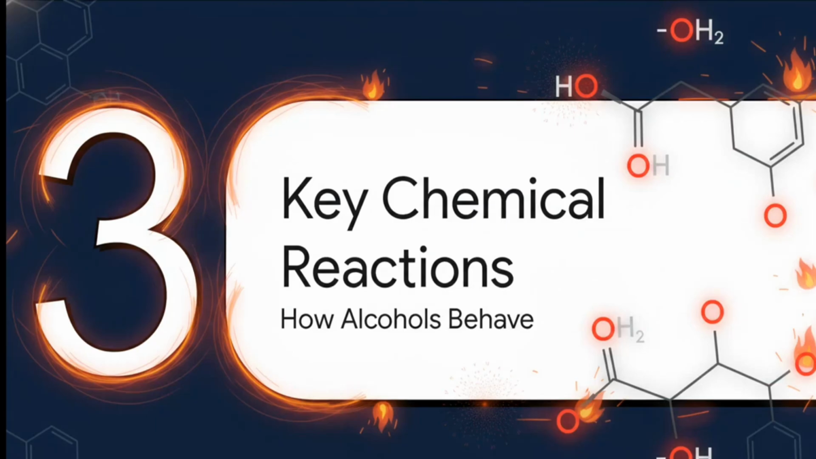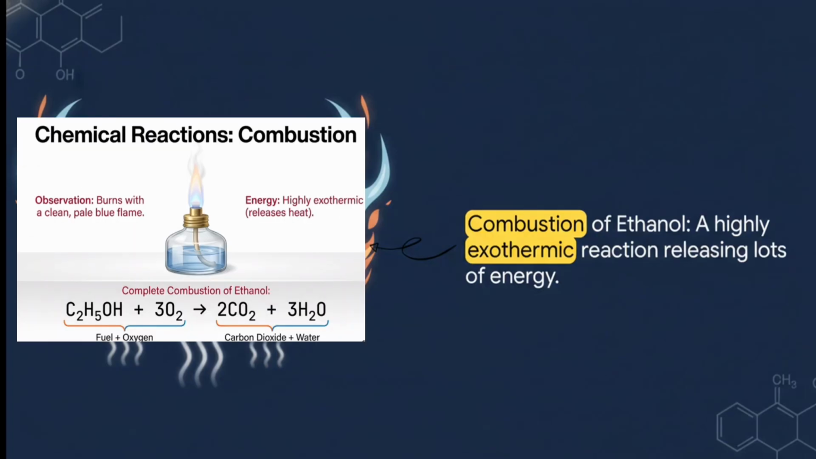So, we've got our ethanol made by either gentle biology or industrial brute force. What makes it so useful? Well, that all comes down to its key chemical reactions, especially when you burn it or oxidize it. First, combustion. Let's be clear. Alcohols make excellent fuels. Ethanol burns completely, and it does so with a really clean, pale blue flame. As you can see from the equation, it just produces carbon dioxide and water. No soot, no mess. It's also a highly exothermic reaction, which just means it releases a whole lot of energy. That's exactly why we use it in spirit burners and as a biofuel.